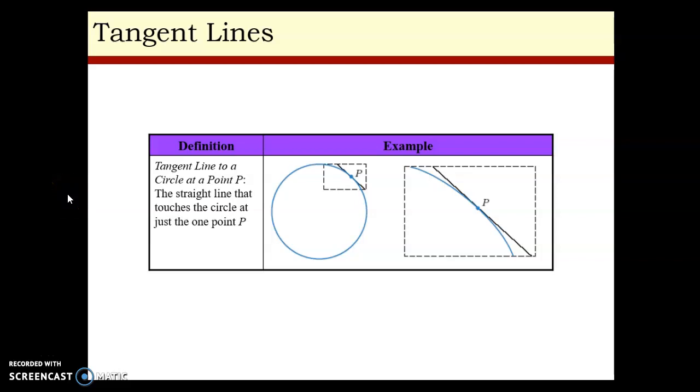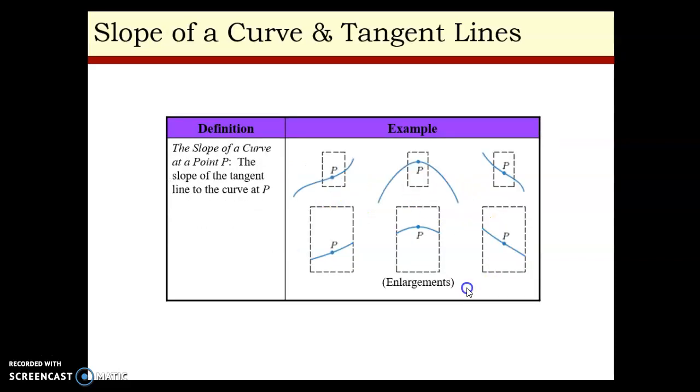Welcome class. Now let's look at tangent lines. A tangent line to a circle at a point like P is anything tangent to this line right here: the straight line that touches the circle at just one point. So it touches the circle at just one point. This is a magnification of it right here.